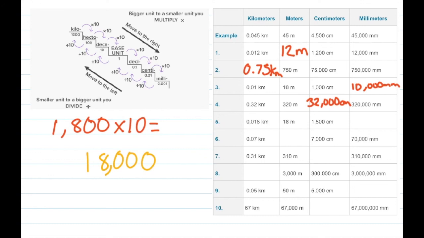So 1,800 centimeters. If we made it to millimeters, it's 18,000 millimeters.